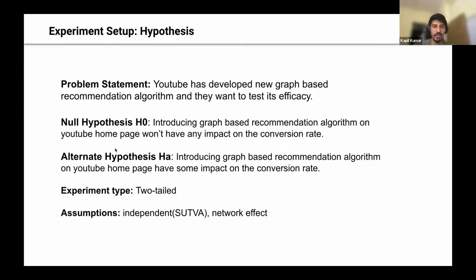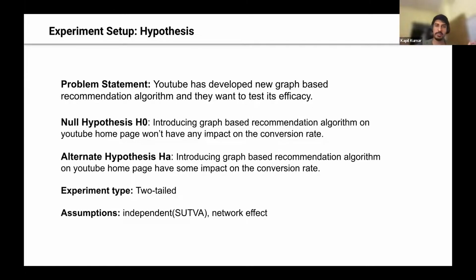If you look at the statement that we are making, introducing the graph-based recommendation algorithm on the YouTube homepage won't have any impact. We are not talking about positive impact or negative impact. We're talking about any impact. So that means we are concerned with both positive and negative impact, and that's why in this experiment, we are going ahead with a two-tailed test. The assumptions that we usually take when forming this hypothesis are that all the events are independent and identical. So it should not happen that, for example, there is a feature that a user can claim an offer only once. If you're showing it multiple times, the first time he will claim it, but the next time he won't claim it. Because he has claimed it the first time, that event had a consequence on all the future events.